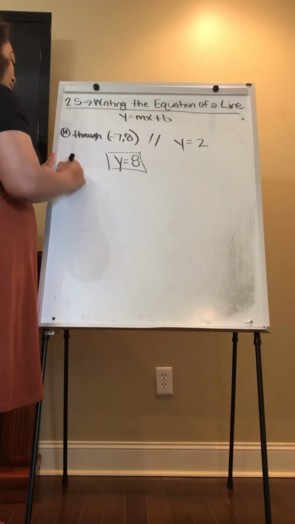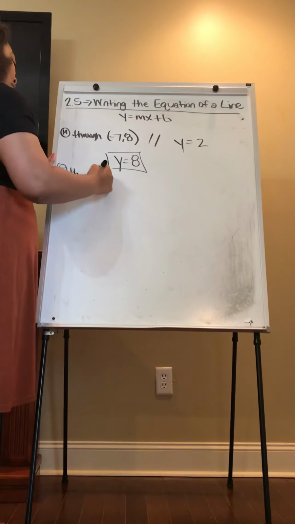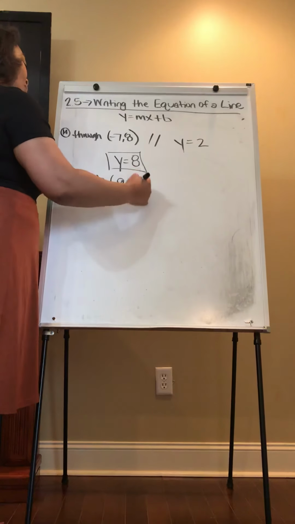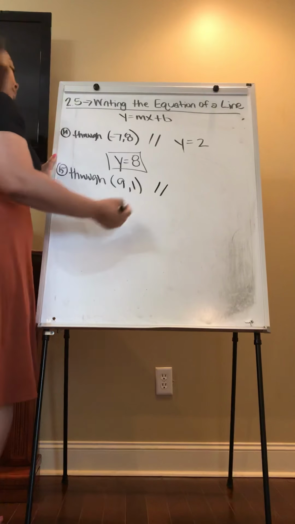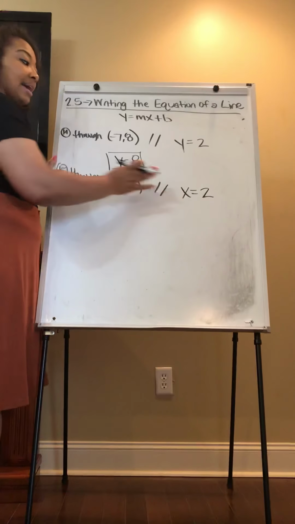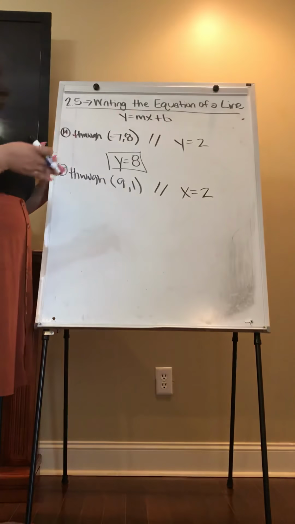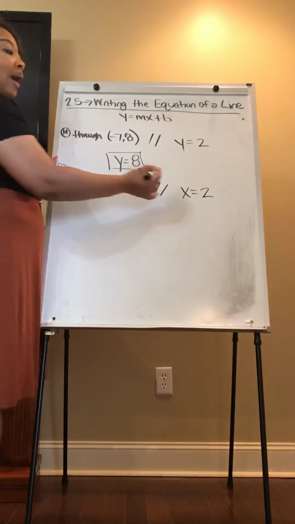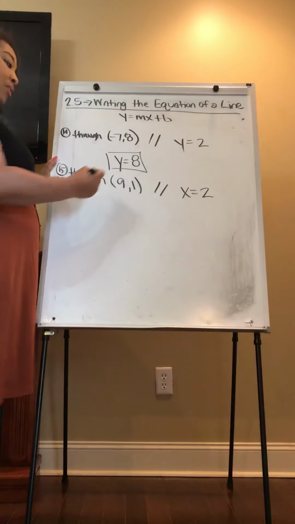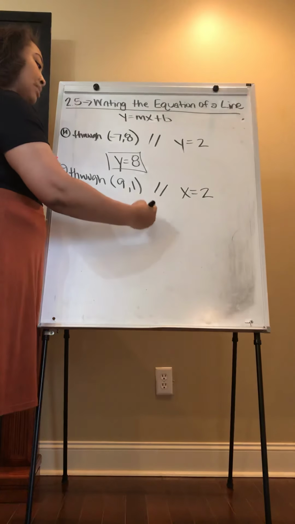If I were to ask you to give me the equation of a line that's going through the point 9, 1, and is parallel to x equals 2. Well, x only line is a vertical line. That's a special line. So I want another vertical line. That just means give me the x point. That would be x equals 9.